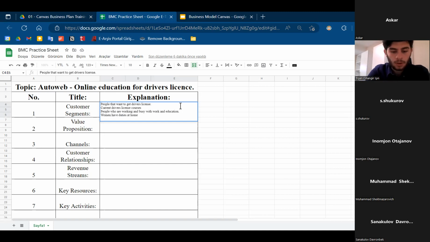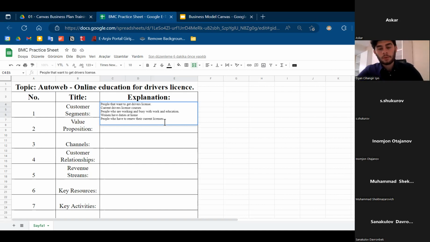In Uzbekistan, there are also cases when you have to swap your already obtained license for another. People who know that the time limit has expired already have two months, and in these two months they can take part in our lessons while riding in their car. So you don't have to be physically in the lessons. Okay, that's once again a great idea. I wrote down people who have to renew their current license. Would that be a correct statement? Yeah.